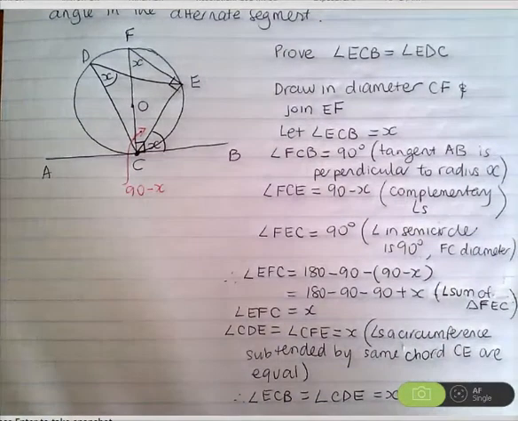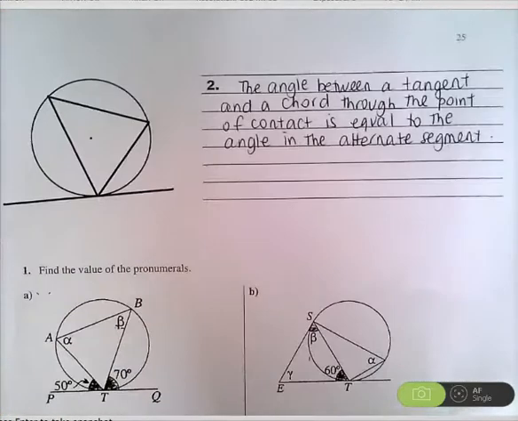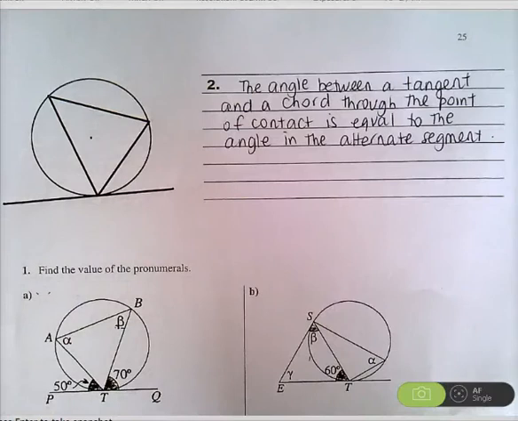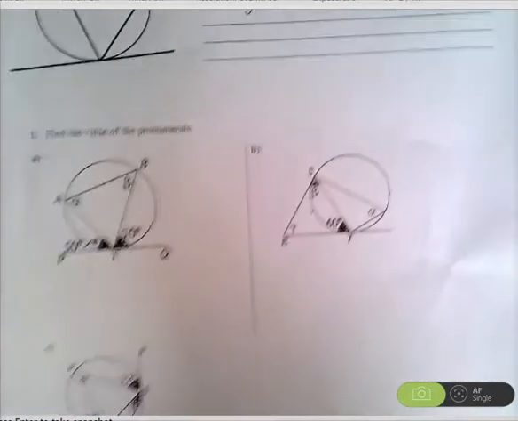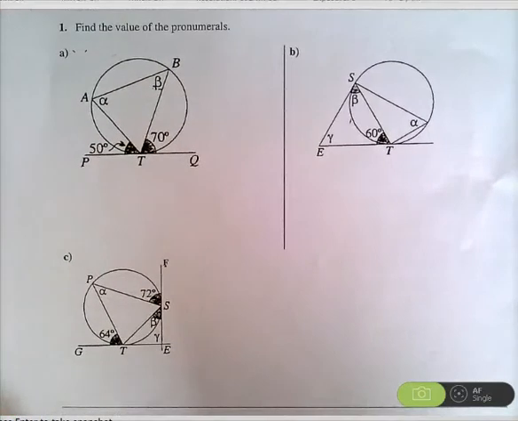Okay, now we're going to do some examples. This is page 25, and we've just got that theorem up there that the angle between a tangent and a chord through the point of contact is equal to the angle in the alternate segment. Now we're coming down to these examples, and you have to find the value of the pronumerals, and of course we are going to give reasons.